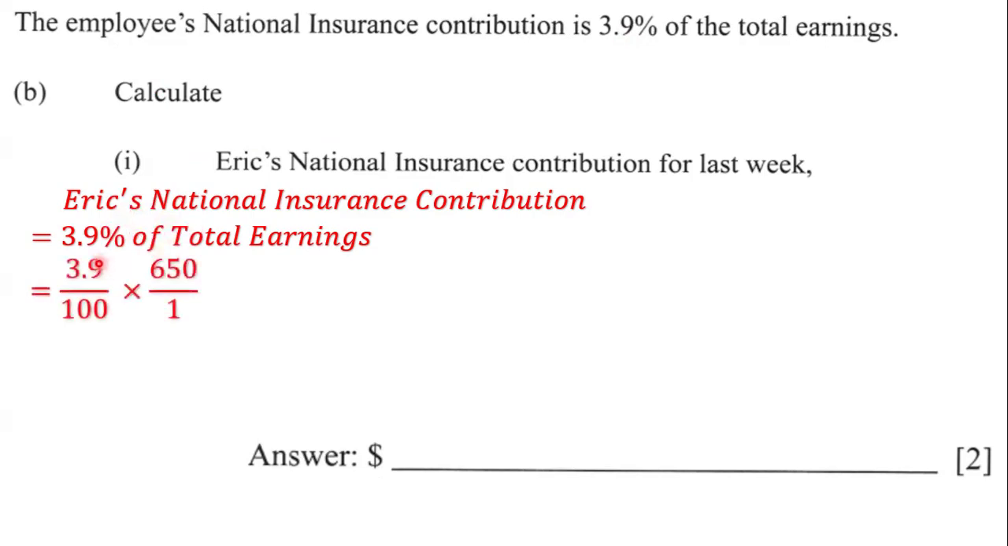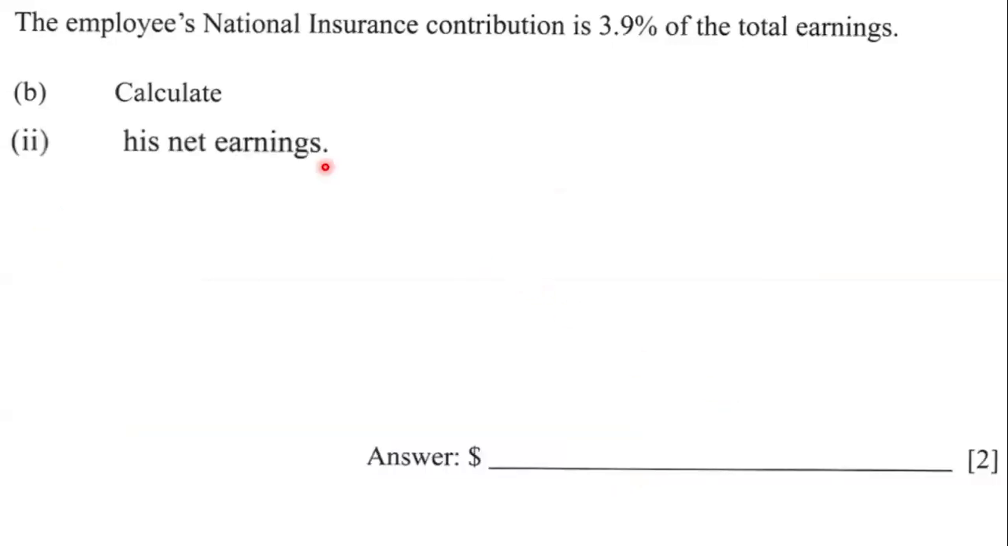And so that's going to be 3.9%. We're going to write 3.9% as a fraction. So we have 3.9 over 100 multiplied by 650 over 1. Next, we multiply 3.9 multiplied by 650, which is going to be 2,535. And then we have 100 multiplied by 1, which is going to be 100. And so we have 2,535 divided by 100. And when we do that, we get $25.35. And so that means that his national insurance contribution for last week is $25.35.